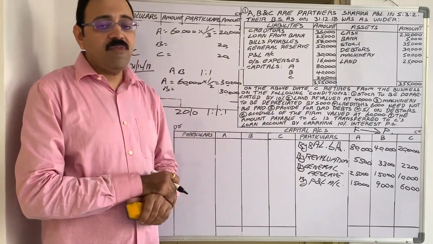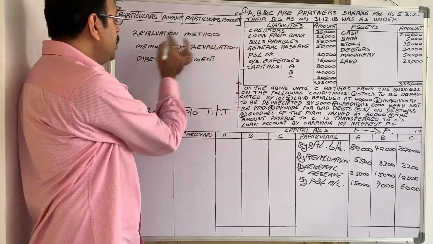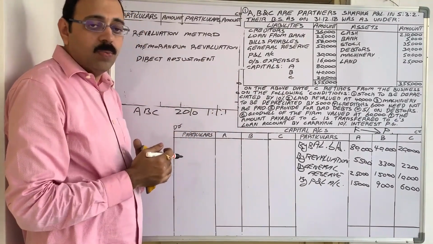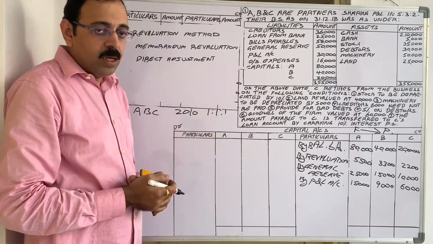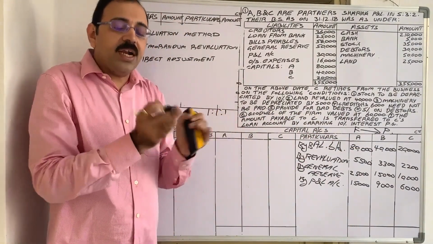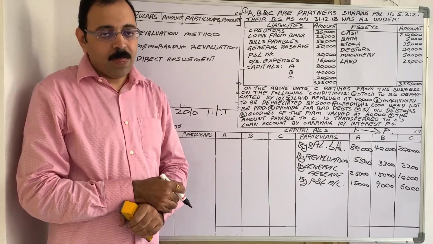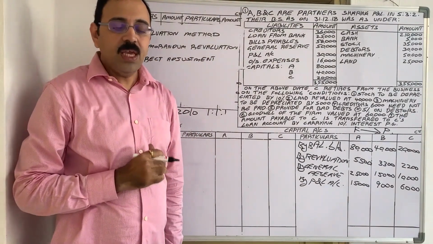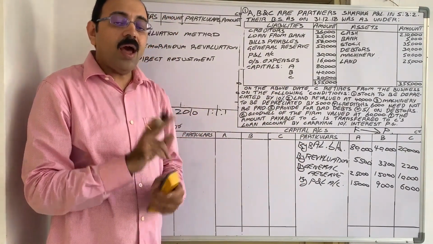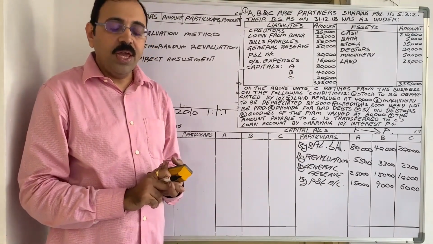And in the event of retirement of a partner, to adjust the goodwill, there are 3 methods. What are they? Revaluation method, memorandum revaluation method, direct adjustment. Which method they have to follow will be decided by the partners. In the revaluation method, what happens? Goodwill will be created in the firm and it will be transferred to all partners' capital accounts in old profit and loss ratio. Then the memorandum revaluation method: here goodwill will be created and transferred to all partners' capital accounts in old ratio, and after that goodwill will be cancelled. Goodwill will be written off in new ratio.